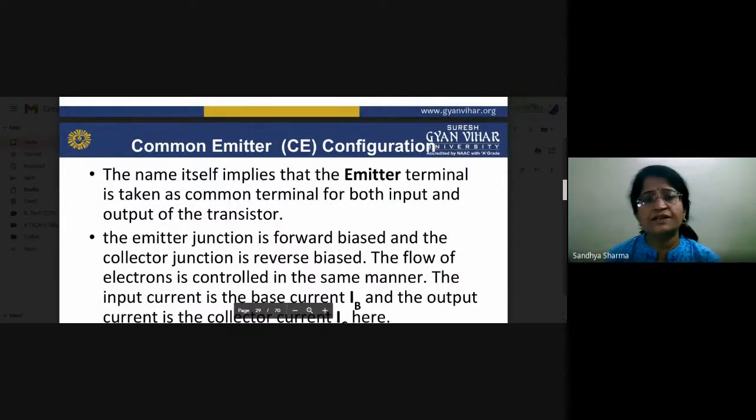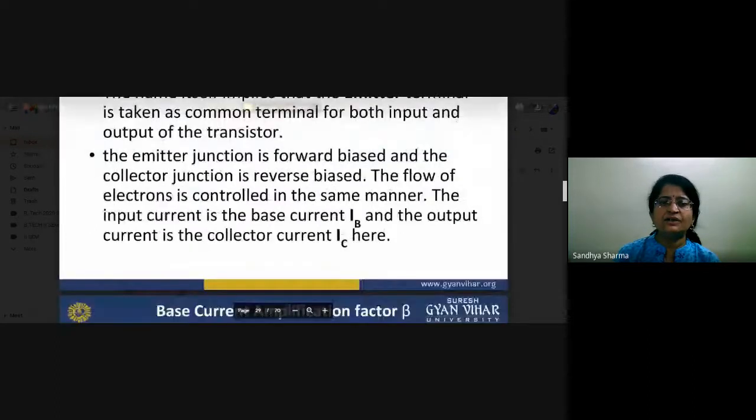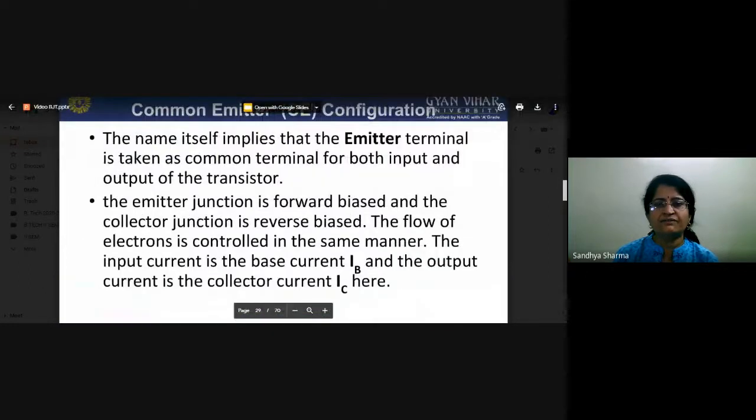Now another configuration is called the common emitter configuration. Common emitter means, as the name suggests, the emitter terminal is common to both the input circuit and the output circuit. So the emitter is common. Always remember the emitter junction should be forward biased and the collector junction reverse biased; this is the basic condition we have to fulfill. The flow of electrons is controlled in the same manner. The input current is the base current and the output current is IC.